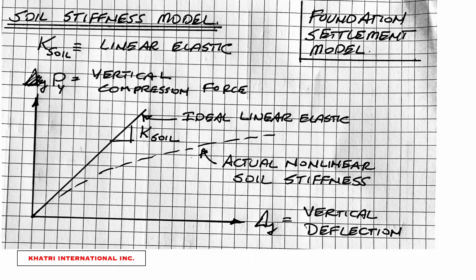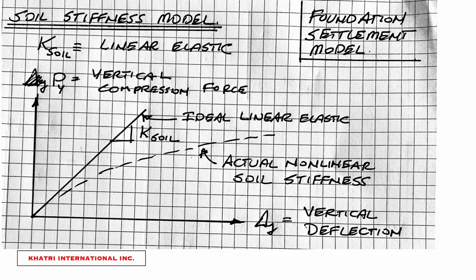The delta Y on the horizontal axis is the vertical deflection, and the dashed line represents the actual nonlinear soil stiffness model, which most soils are very nonlinear. And we're approximating that using an ideal linear elastic curve because hopefully we never reach the nonlinear behavior. So most of our deflection will be occurring on the very far left of the diagram where the linear elastic stiffness modulus is applicable. That number would come from a soils engineer.